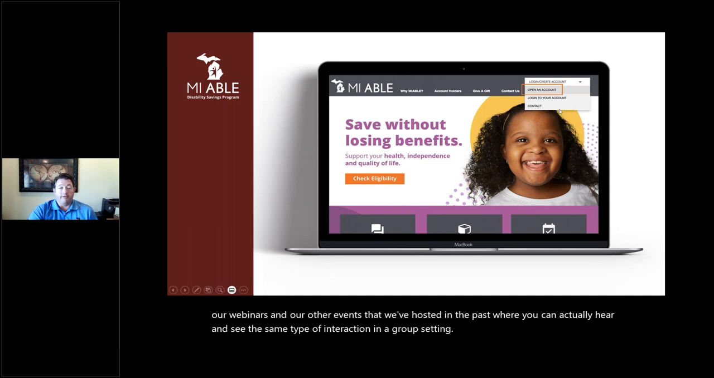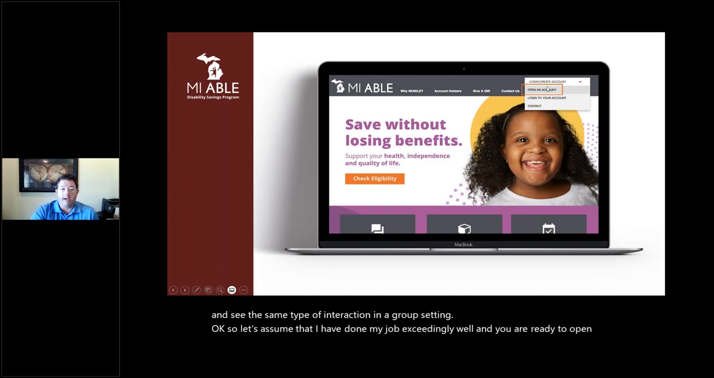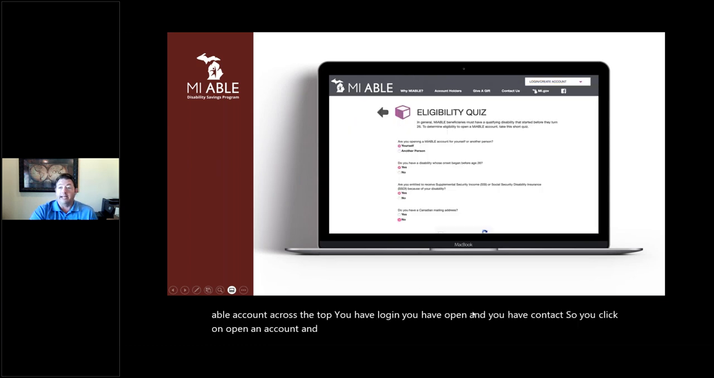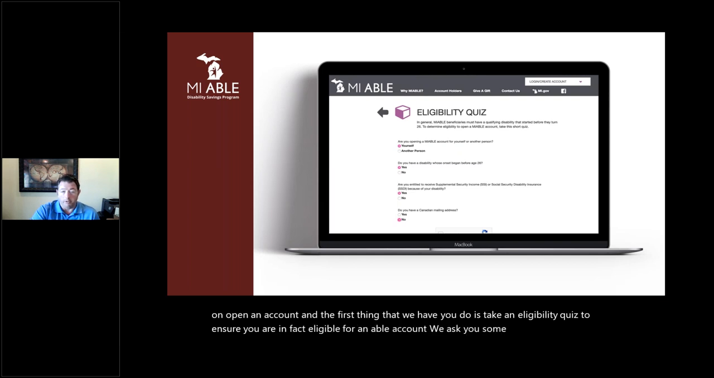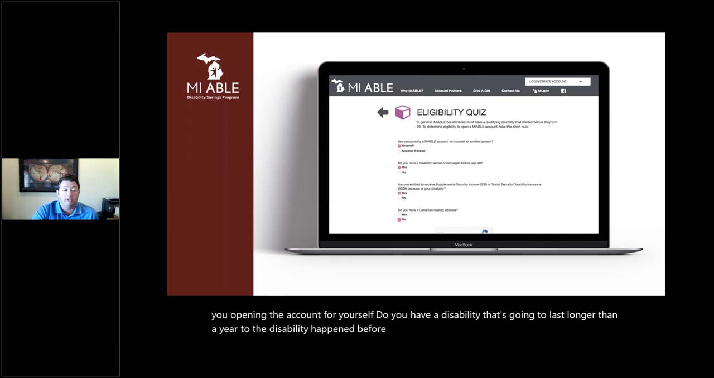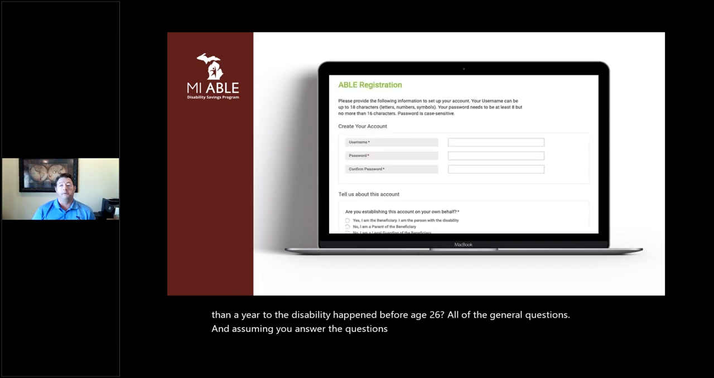Okay, so let's assume that I have done my job exceedingly well and you are ready to open an ABLE account. Across the top, you have login, you have open, and you have contact. So you click on open an account, and the first thing that we have you do is take an eligibility quiz to ensure you are in fact eligible for an ABLE account. We ask you some very basic questions. Are you opening the account for yourself? Do you have a disability that's going to last longer than a year? Did the disability happen before age 26? All of the general questions. And assuming you answer the questions and are in fact eligible, the first thing we ask you to do is to create a username and password.